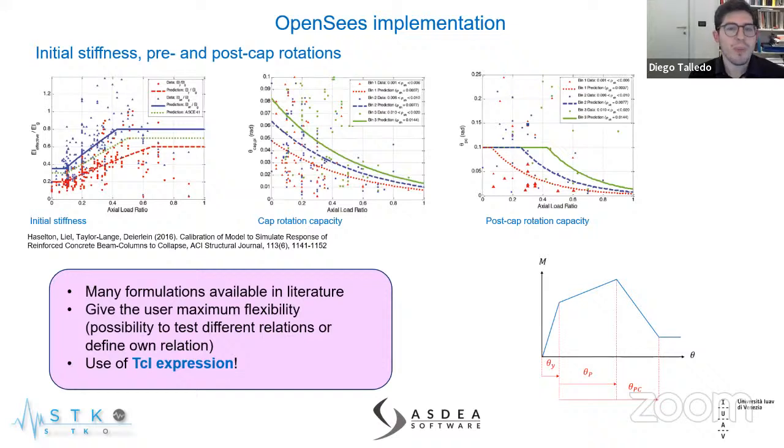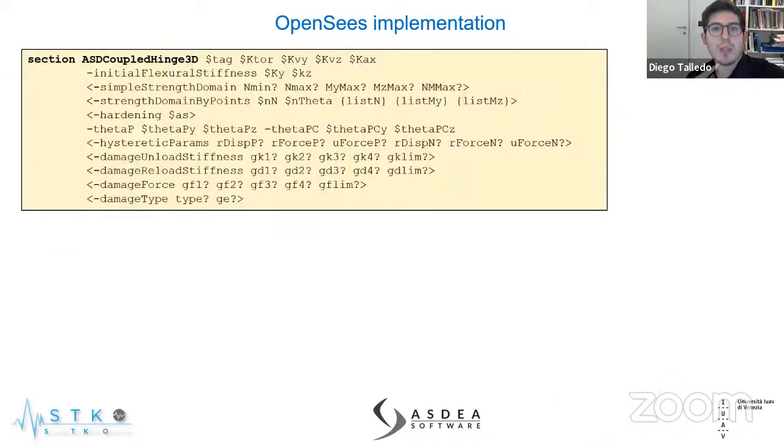So we were thinking about implementing one or more of these relations, but in order to give the user maximum flexibility, so the possibility to test different relations or even define our own relations in our research, we decided to use a more flexible approach using Tcl expressions. So basically, this is the command in OpenSees for the ASD coupled hinge 3-dimensional.